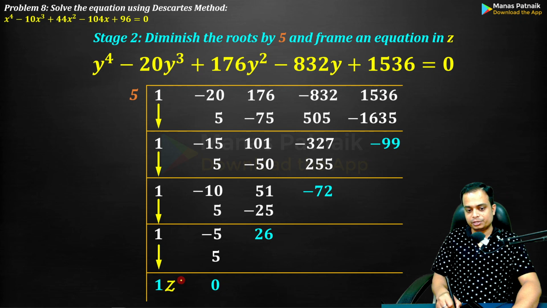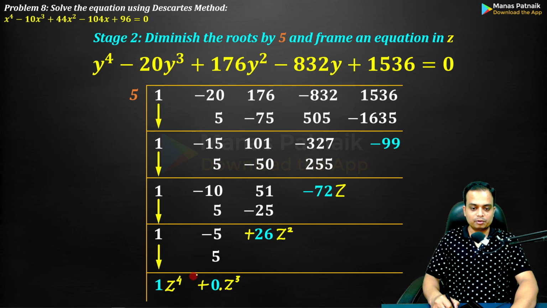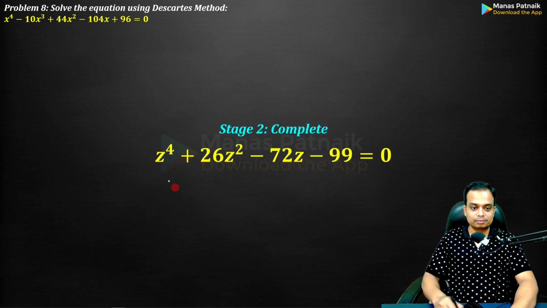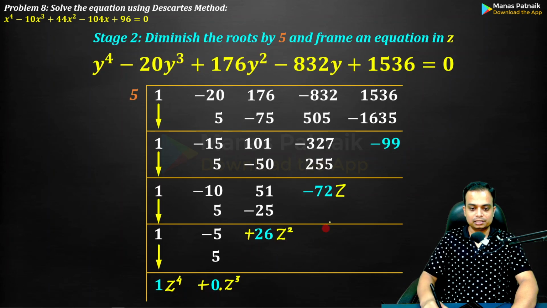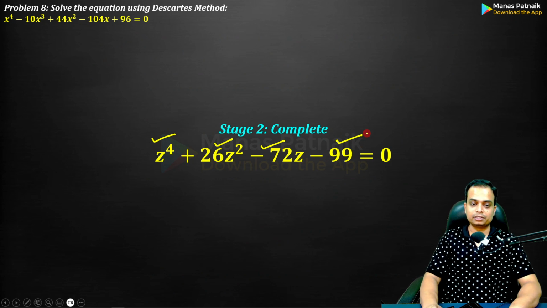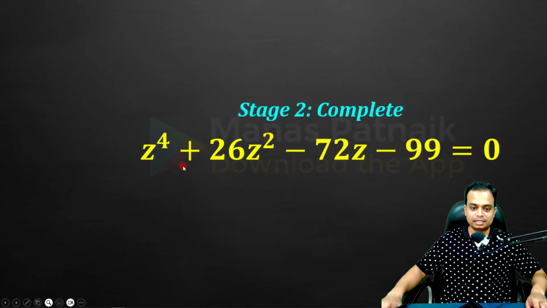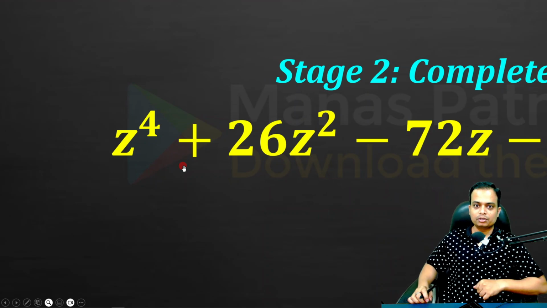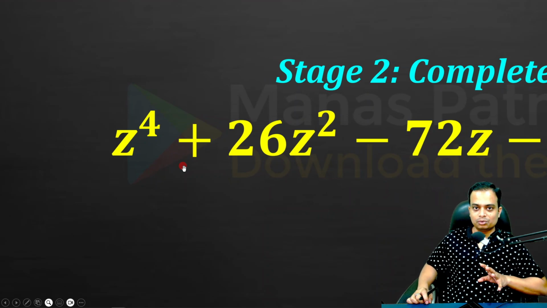Now we are going to have an equation in z power 4, z cube, z square, z, and you can say that there is a positive sign over here, isn't it? Now if you watch, z power 4 plus 26z square, minus 72z minus 99. And this is our equation. Now you can clearly see, is there any z cube term that you can observe? No, sir. There is no z cube term.